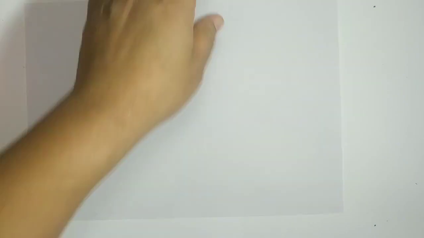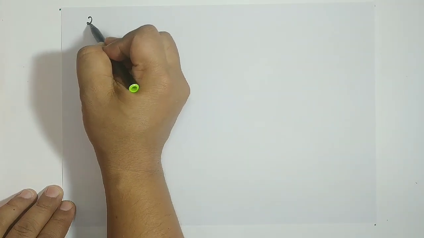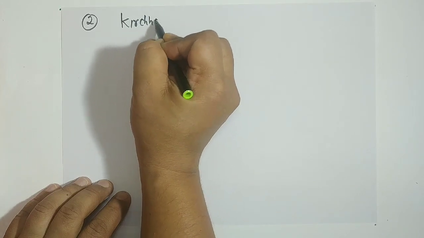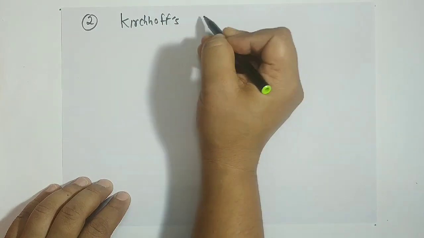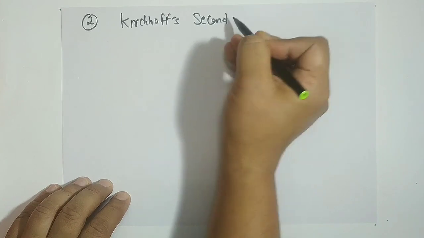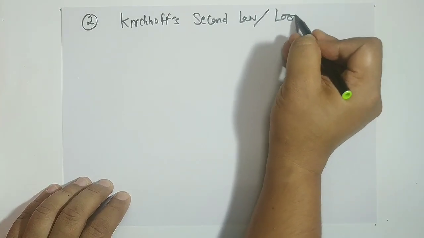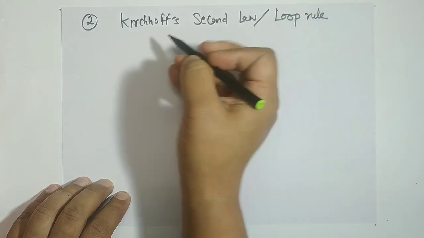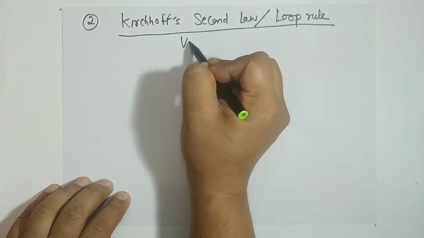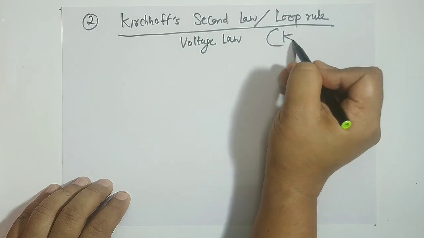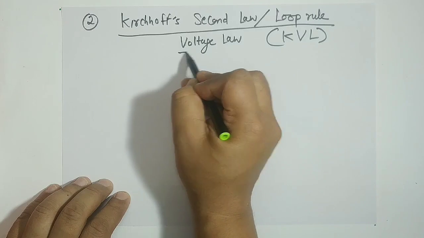But the second law is more important because it is going to help you solve the complex circuit, and that is Kirchhoff's second law. This is also known as the loop rule. It was the junction rule, and this is the loop rule. Or this is also known as the voltage law, and in short form we write Kirchhoff's voltage law, KVL.